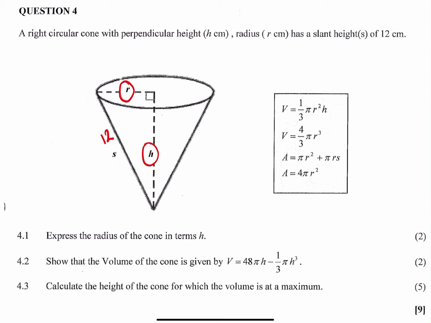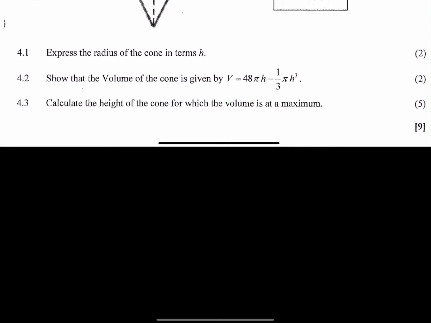They are saying express the radius of the cone in terms of h. So we want to express the radius in terms of h. But what I want us to also pay close attention to is that this is a right angled triangle. So if you want the sides, you need to do that by means of Pythagoras theorem. So now the first question, that is 4.1.